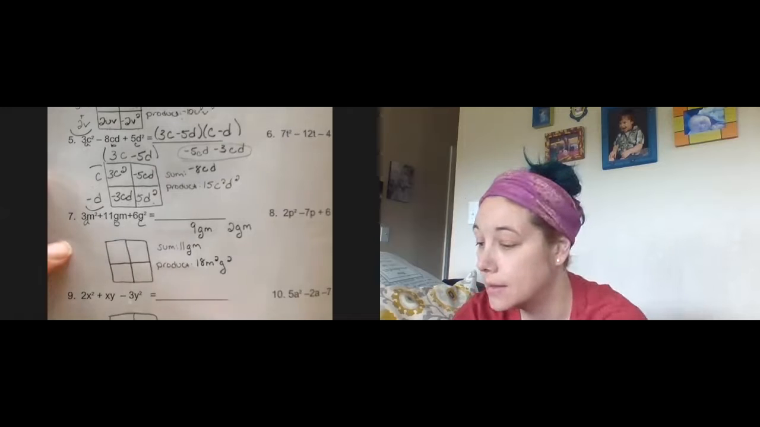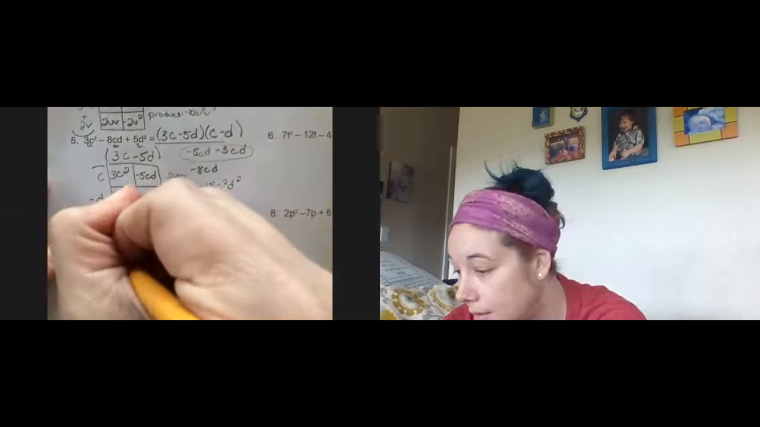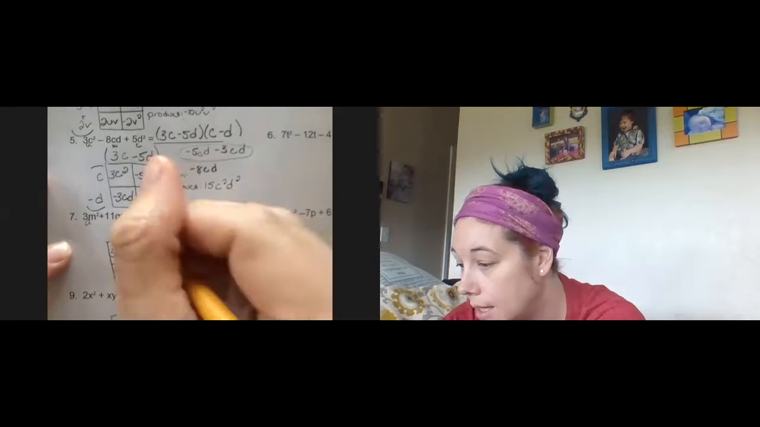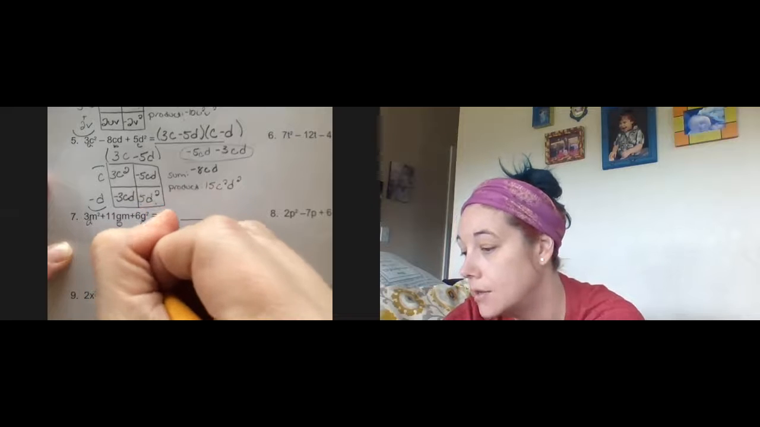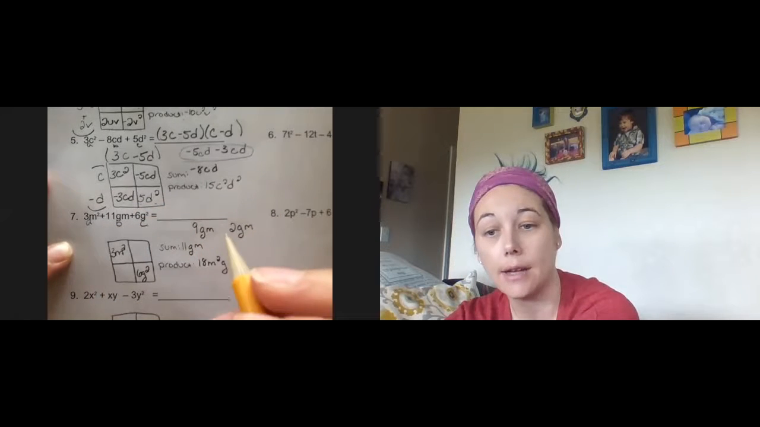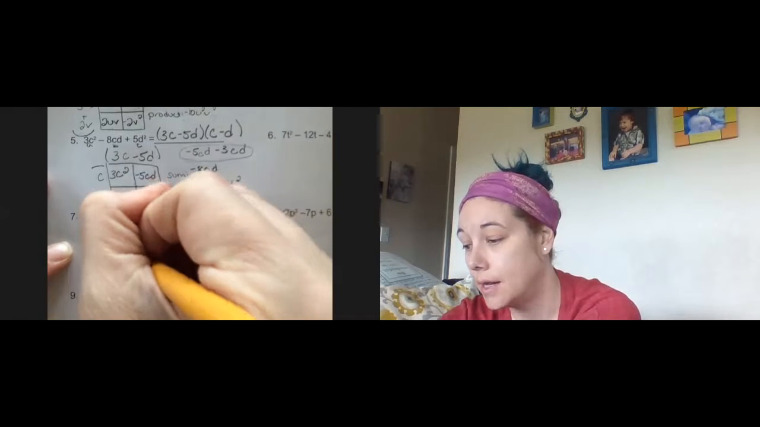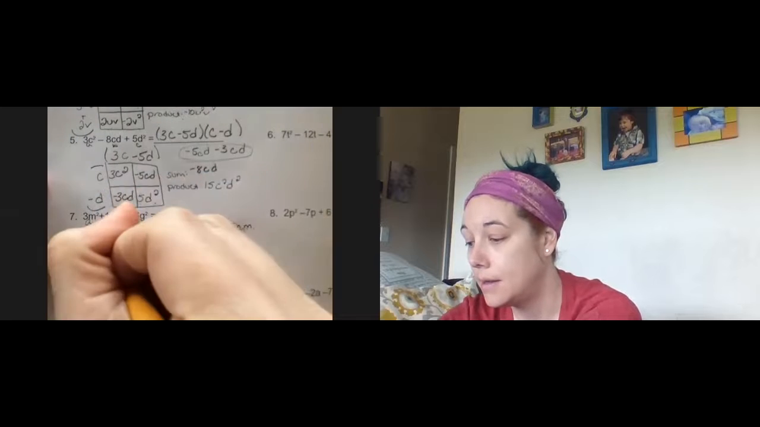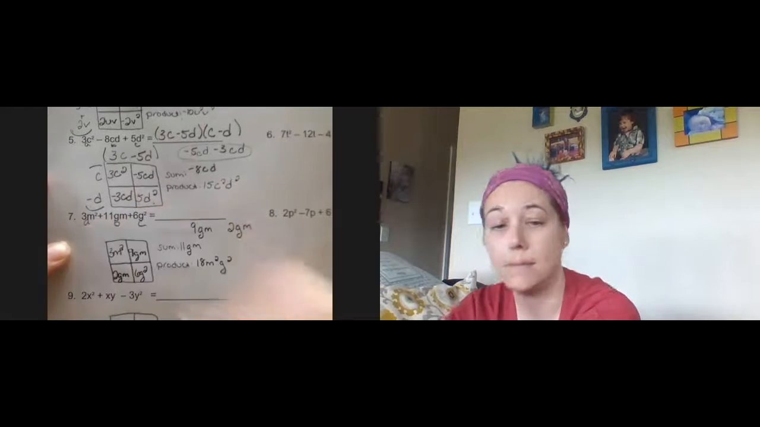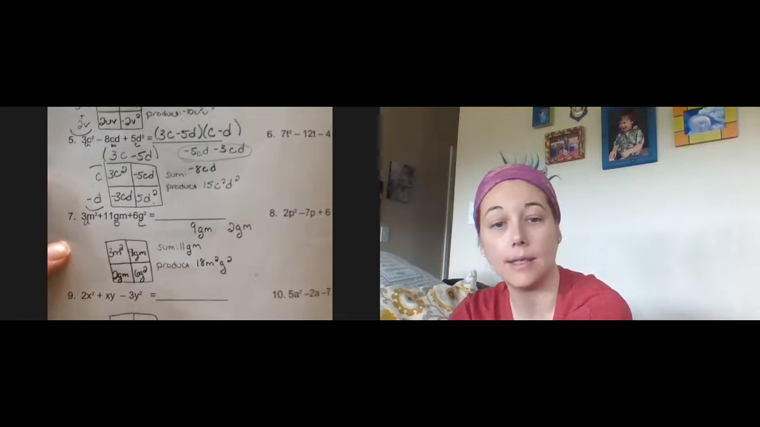Okay, let's fill out our box. First spot is A, 3M squared. Last spot is C, 6G squared. We fill in our diagonals with our factors. 9GM, 2GM.